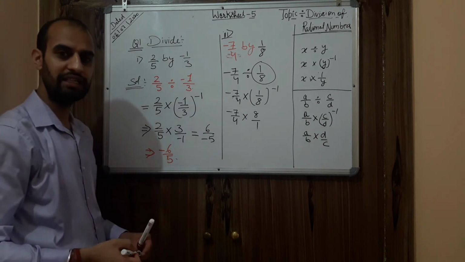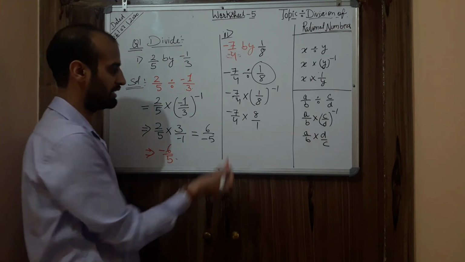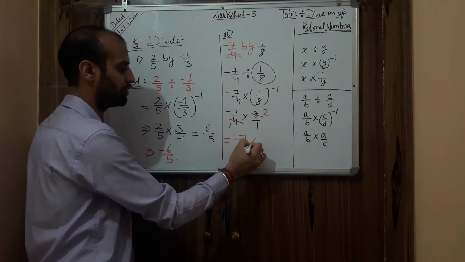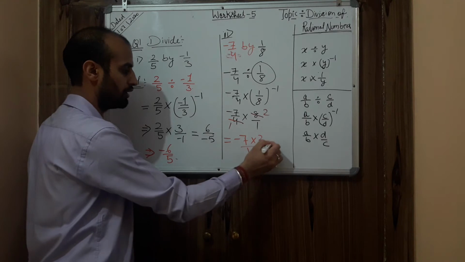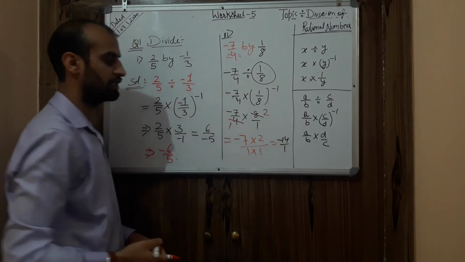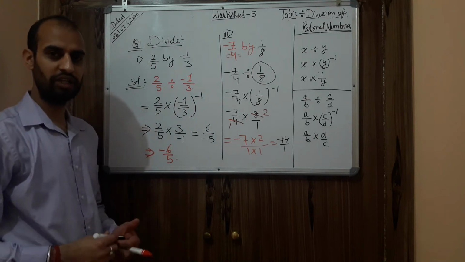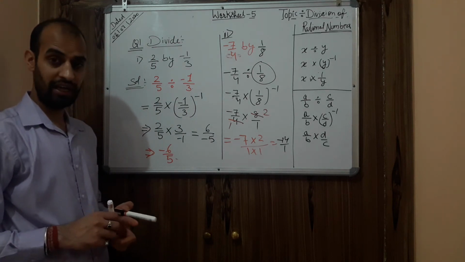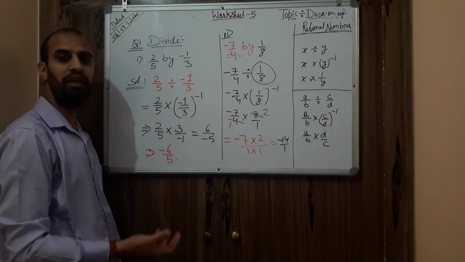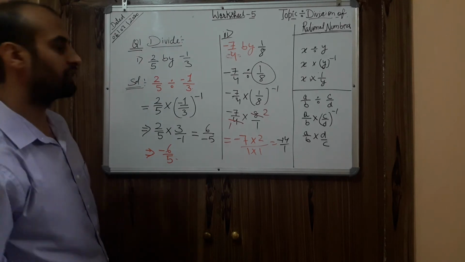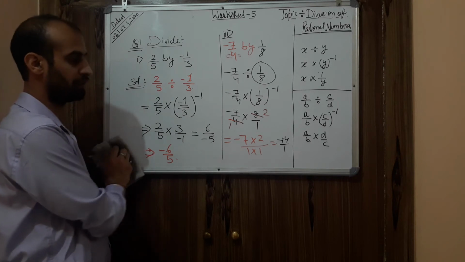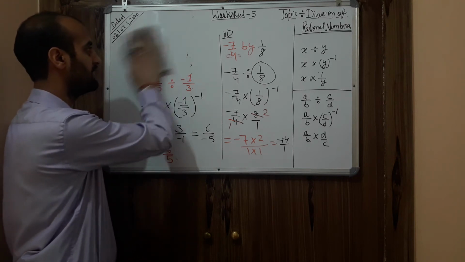If anything can be cancelled, cancel it. So you can cancel here: 4 ones are 4, 4 twos are 8. You will be left with 7 into 2 upon 1 into 1. So 7 twos are 14, with the negative sign, upon 1. This is your answer. In this way, my dear students, you can find the answer of any question where you are asked to divide one number by another. I hope this is clear to you all. This is very easy.